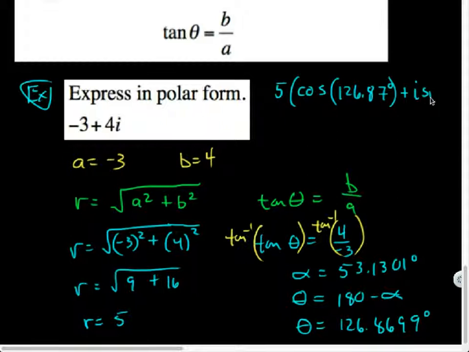So let's see. 5 times the cosine, plus i times the sine of, I ran out of room, theta. So this is the polar form.